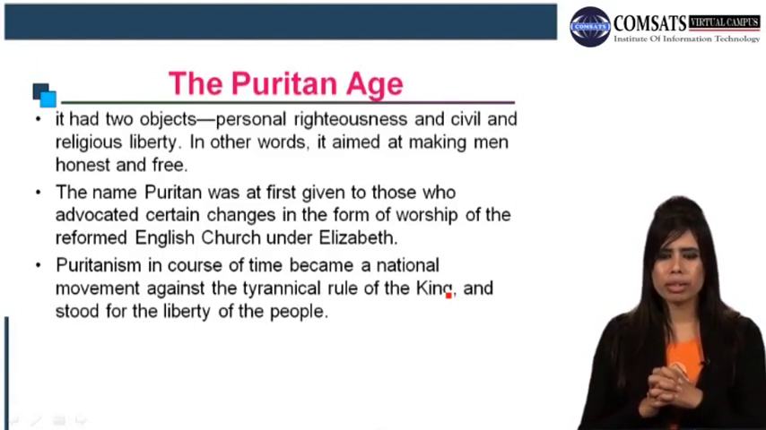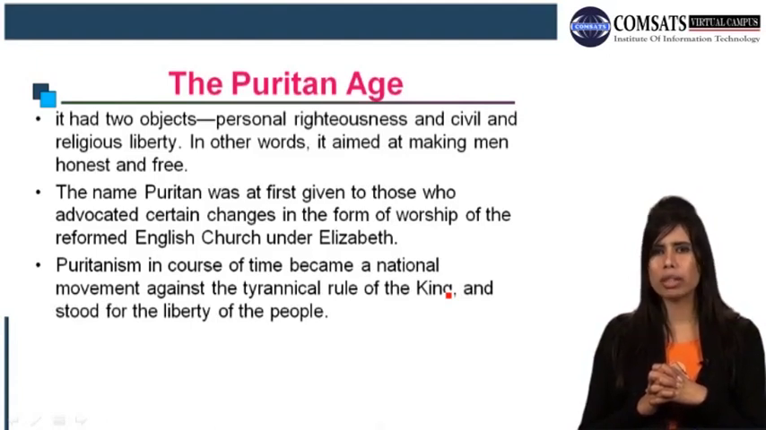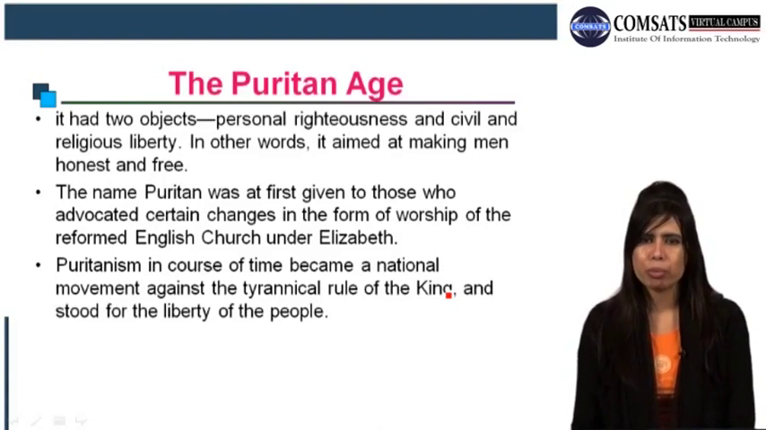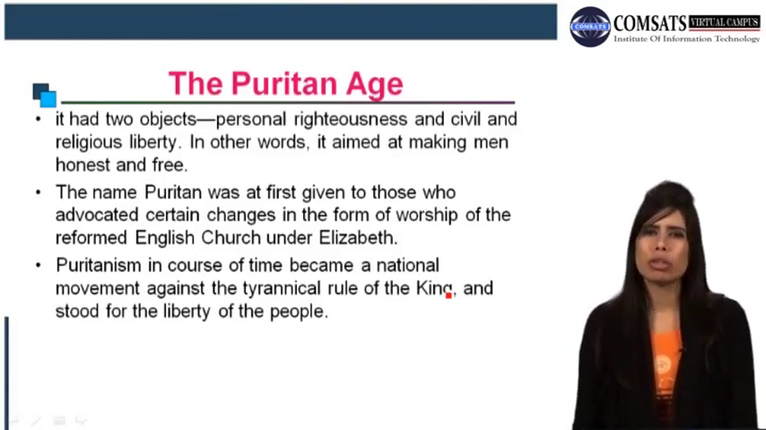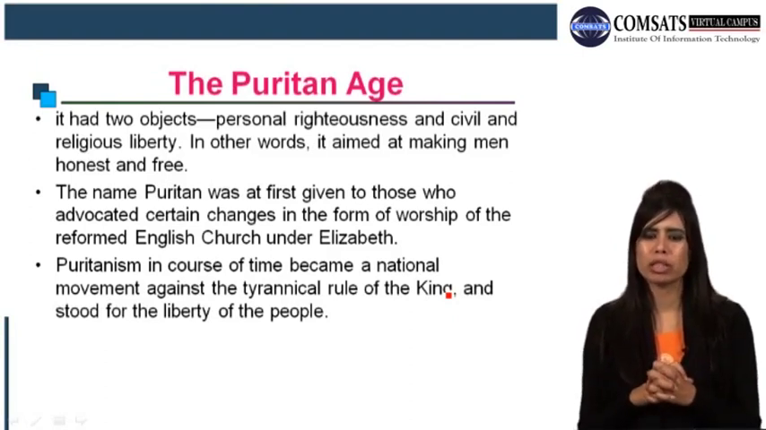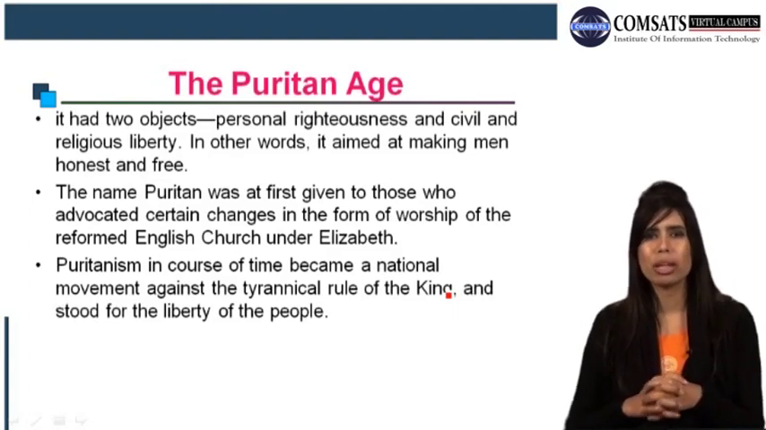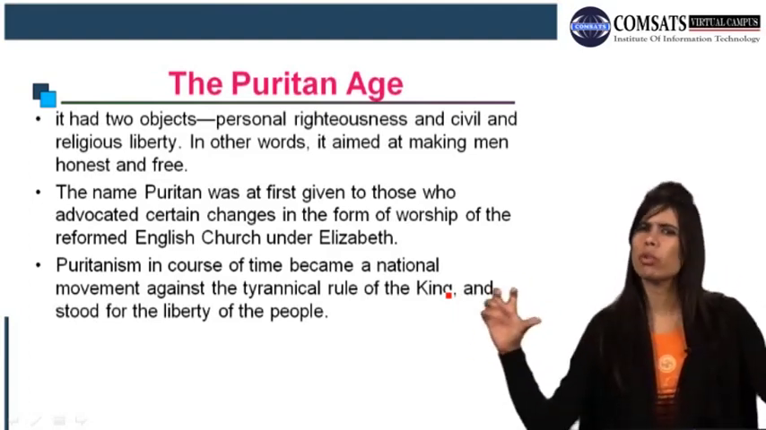Puritanism in course of time became a national movement against the tyrannical rule of the king and stood for the liberty of the people. So here, dear students, you can see why we gave them this name, Puritans, or Puritanism. That was a movement, and with the passage of time it became very popular among the members of society, because it was against the tyrannical rule of the king and stood up for the liberty of the people. Previously people were very bound.